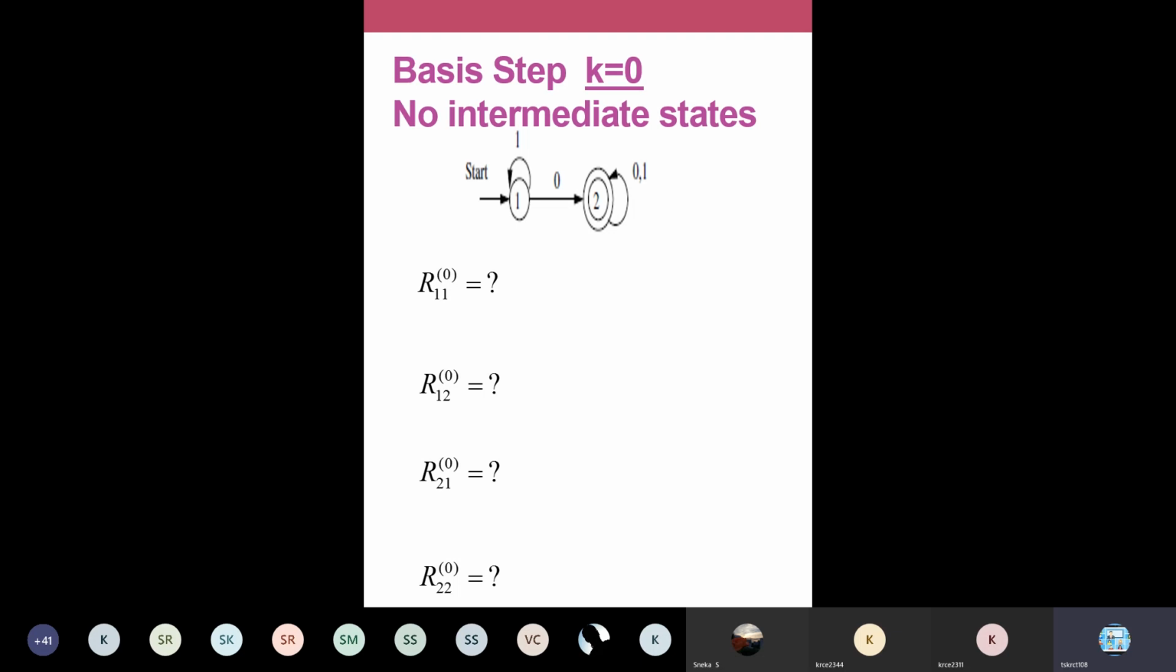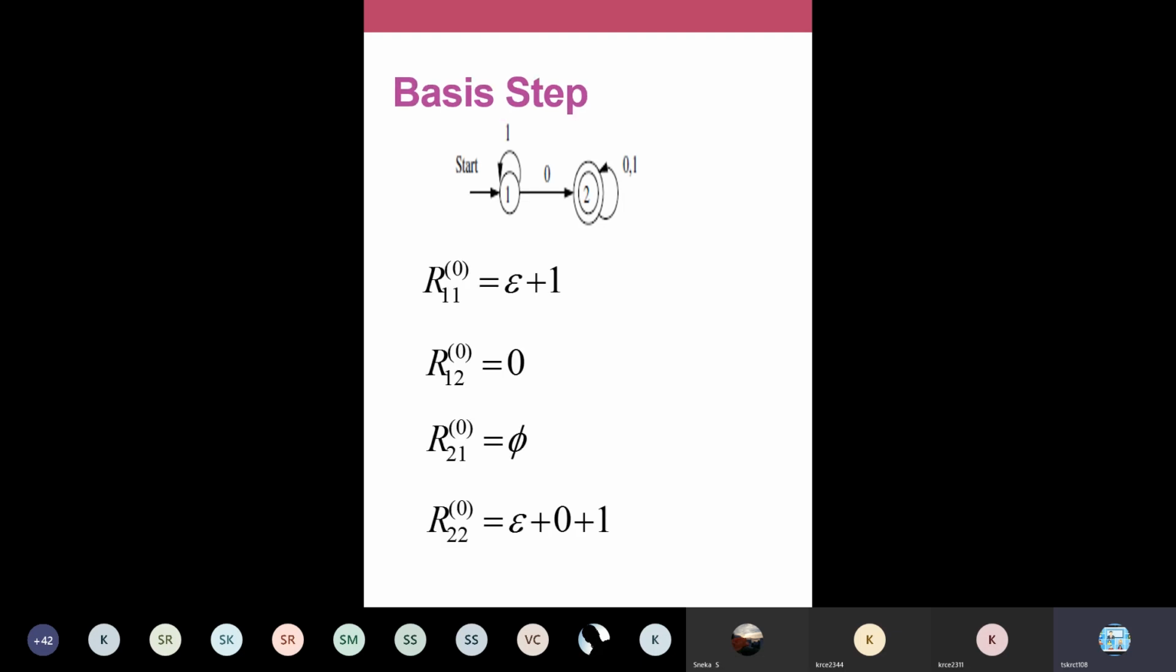And along with that, I told you one more thing. Whenever your i and j are the same, you have to include epsilon also. So for R11 and for R22, you will have epsilon also. This is the thing for your basis step. Therefore, for R11 we wrote epsilon plus 1, since i and j are the same. Similarly for R22 we wrote epsilon plus 0 plus 1. Epsilon is written since i and j are the same, 2 and 2.